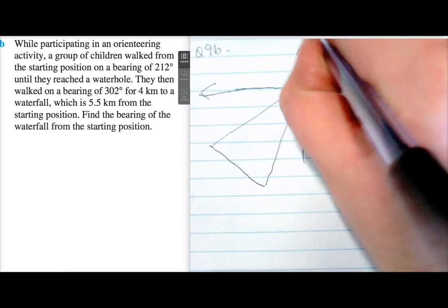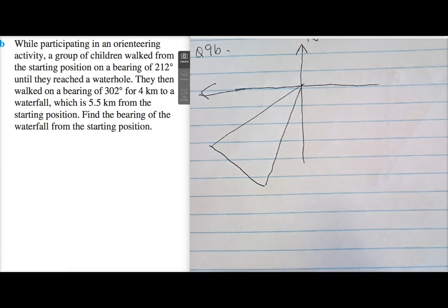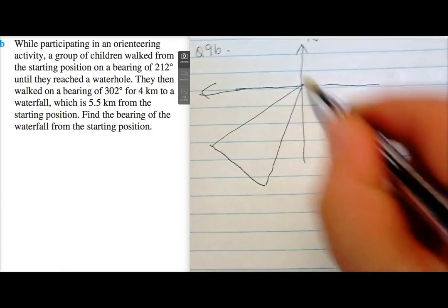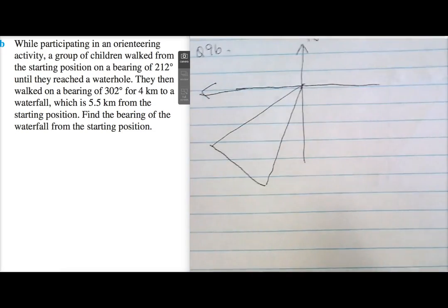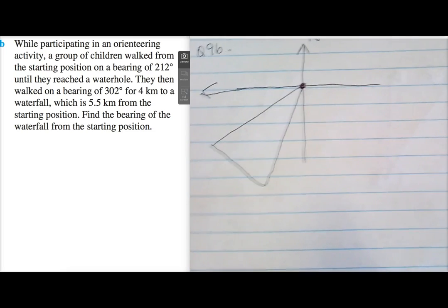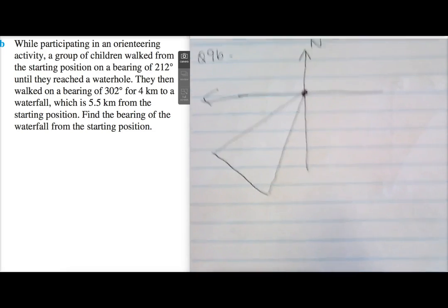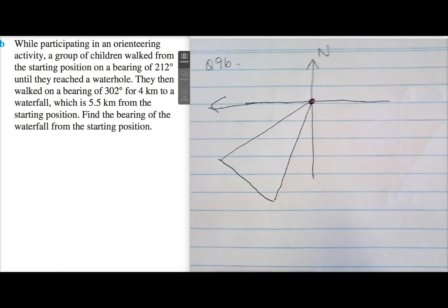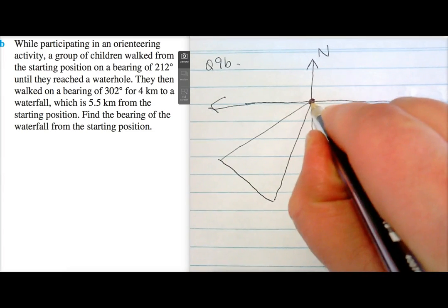Now, girls, there's my north sign. Where do you think they start from? Where do you think I start from? Over here, in the middle, there. Where do I start from? Thank you. And I go 212 degrees. Where's that 212 degrees measured from? North, south, east, or west? And do I go clockwise or anti-clockwise? So that's where I start from.